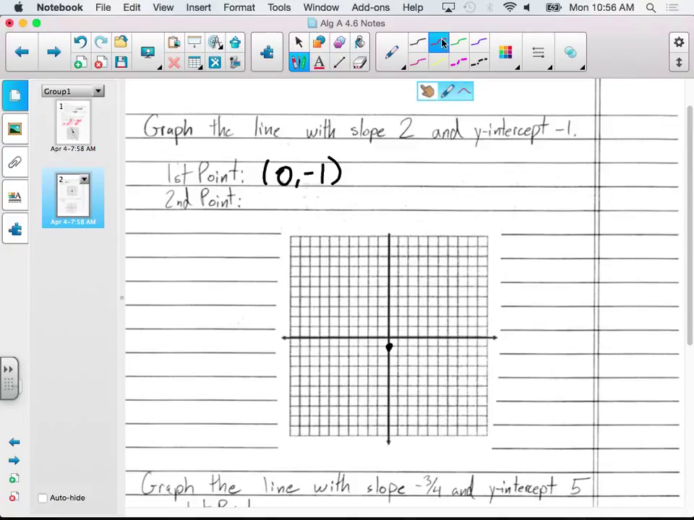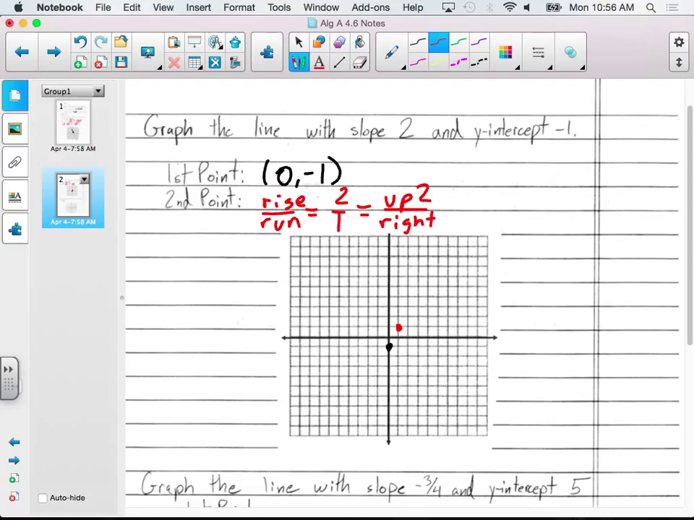Then, to find our second and third points, we have our rise over run. We have a slope of 2. So what would our rise over run be? 2 over 1. Positive 2 over positive 1. What direction would we be going? A rise of 2 would be going up or down? Up 2, right 1. So from our y-intercept, if we go up 2 and right 1, we have a point right there.